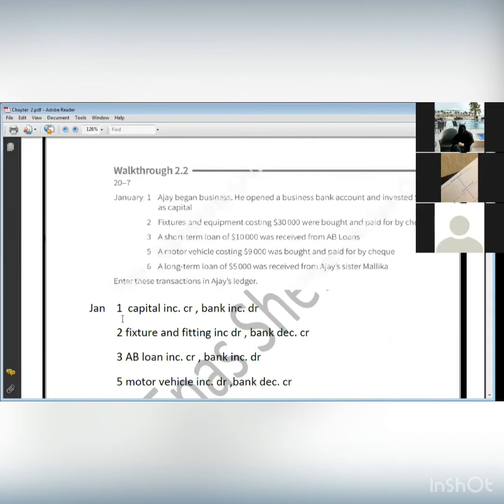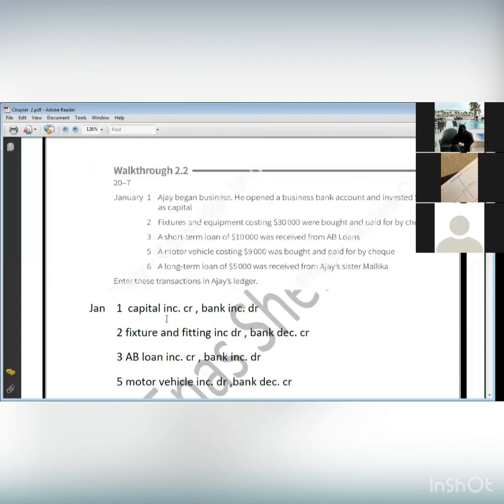So in this case, in Jan 1, this is the translation from the transaction. Now, in Jan 1, what happened? Capital will increase because the owner puts money in his business bank account. So when the owner puts money, this means that he puts capital. So capital is debit or credit? Capital is credit.